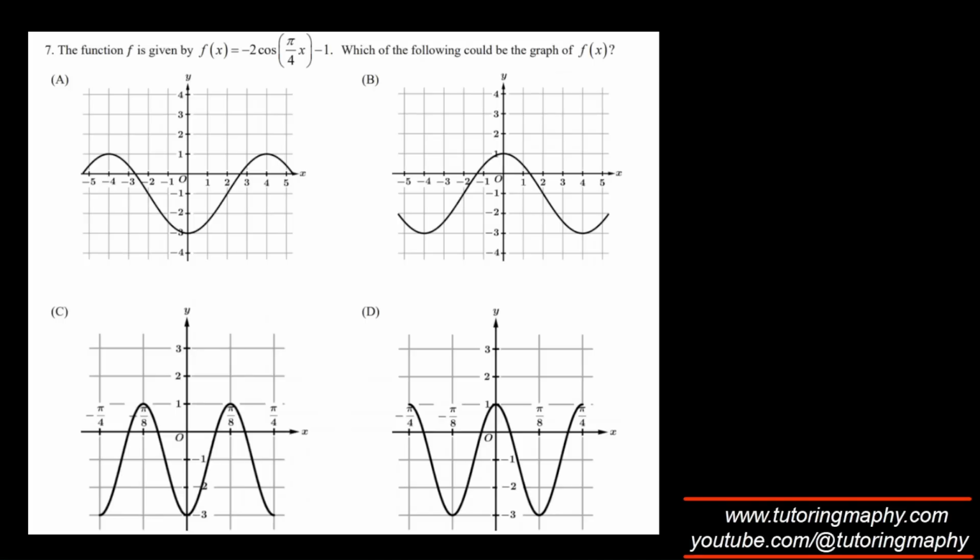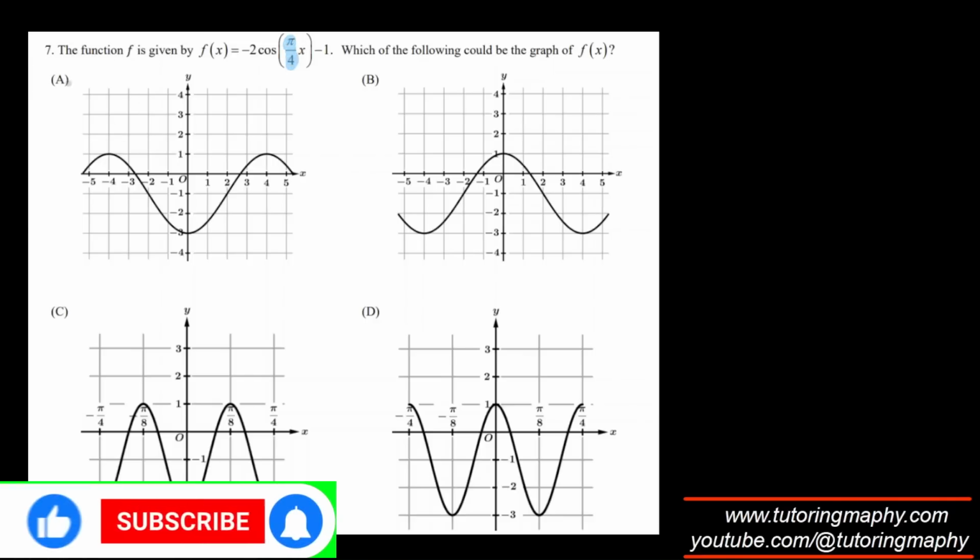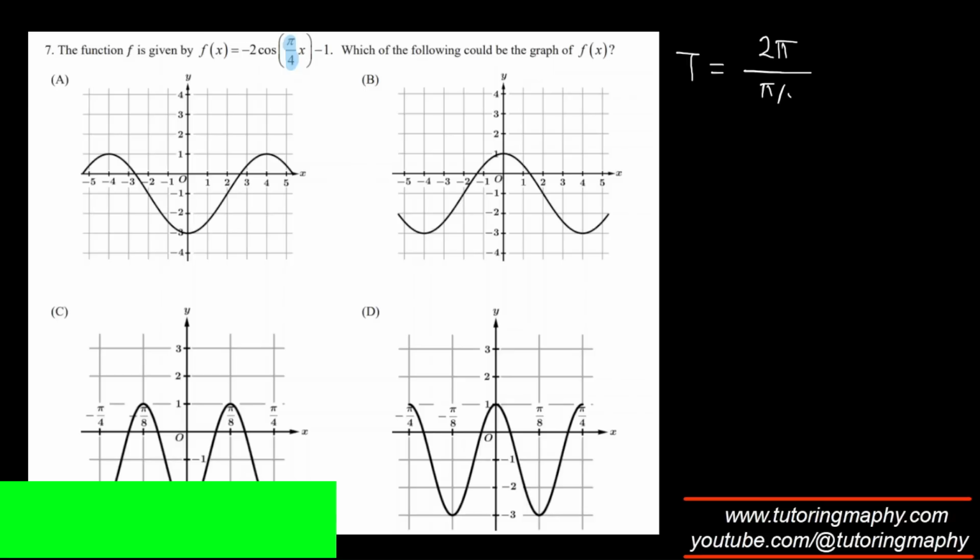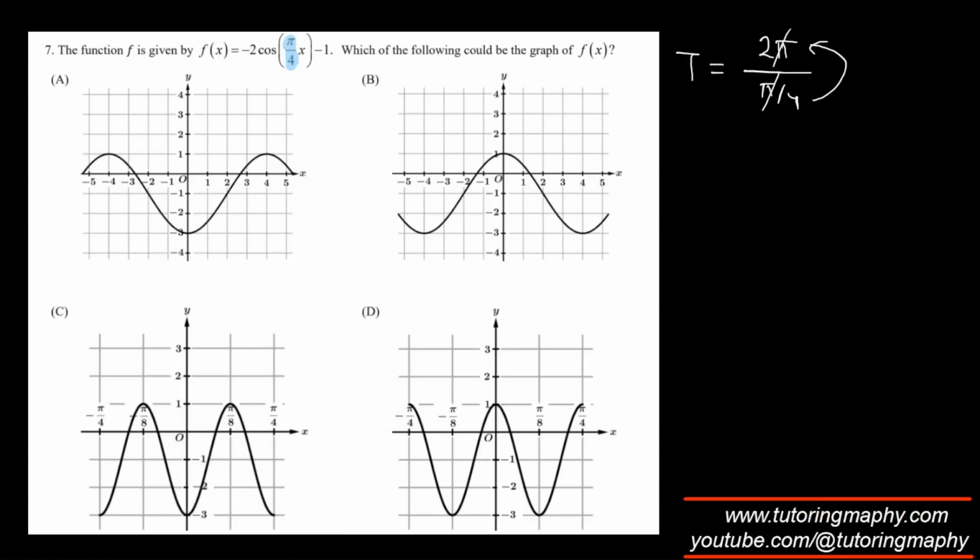Here we have to figure out which of the following can be the graph of the function. I think I'm gonna start with the period. The period, or I'll just call it T period, is going to be 2 pi over 4 pi, and pi is gone, 4 jumps up, so the period is 8. Well, C and D don't make any sense because here the period is in terms of pi. It doesn't make any sense, right? So it has to be 8.